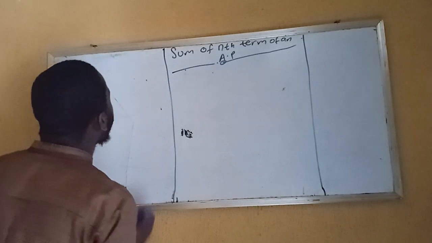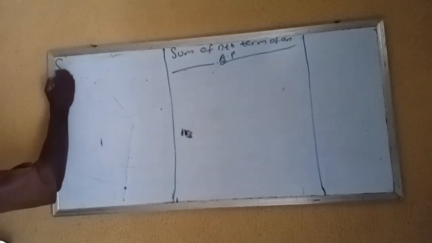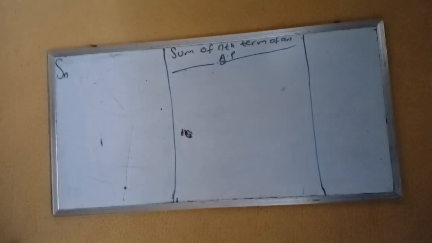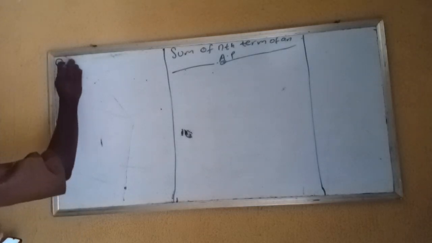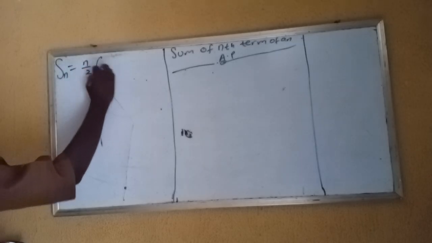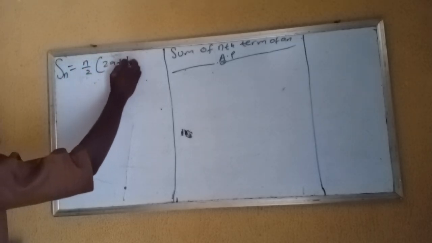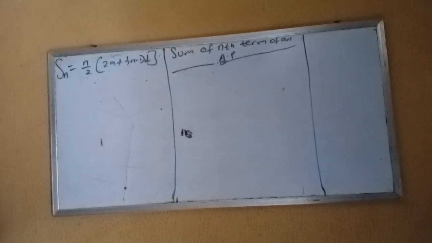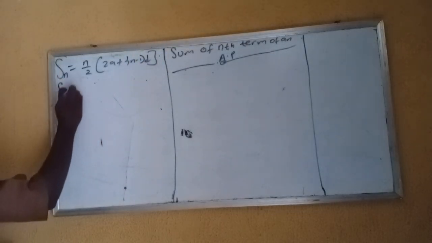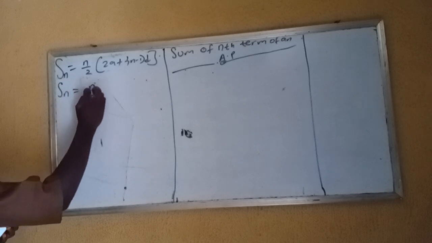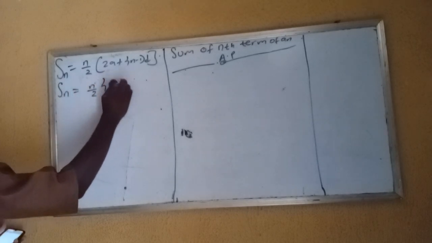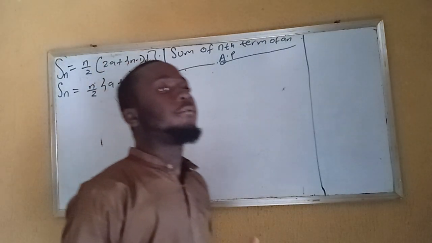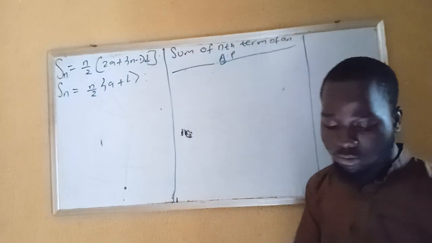For the sum of n terms, we denote it as Sn. You know that for the nth term, we denote it as Tn. So whenever you see Sn, it means the sum of n terms. The first formula is Sn equals n over 2 into bracket 2a plus open bracket n minus 1 close bracket d, close bracket. The second formula is Sn equals n over 2 open bracket a plus l close bracket. These are the two main formulas we use while calculating the sum of n terms.